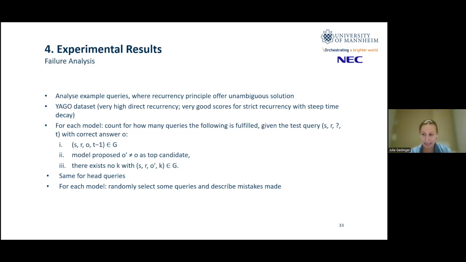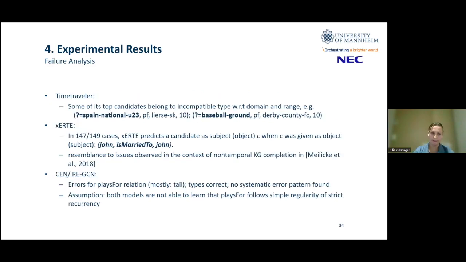This is not a complete evaluation. It's just looking at some examples to understand what's going wrong. And what do we find for Time Traveler? We see that some of its top candidates belong to an incompatible type with respect to domain and range. For example, for the query who plays for Years SK, it predicts Spain national U23, where it should predict a person. Or for who plays for Derby County FC, it says Baseball Ground, which is not reasonable at all. So Time Traveler seems to have a problem with predicting the correct type.